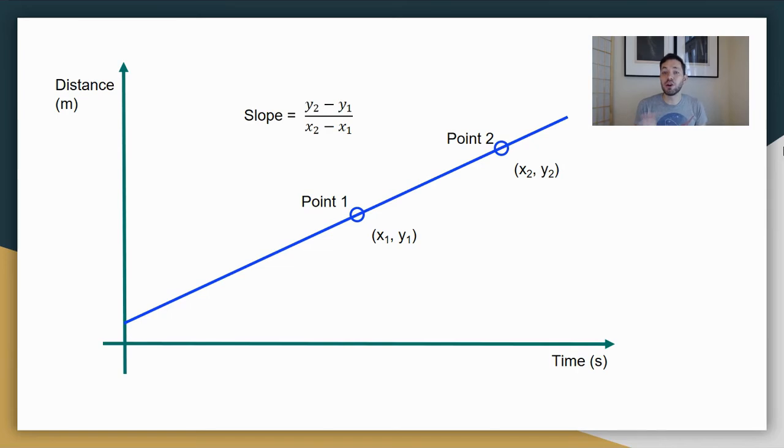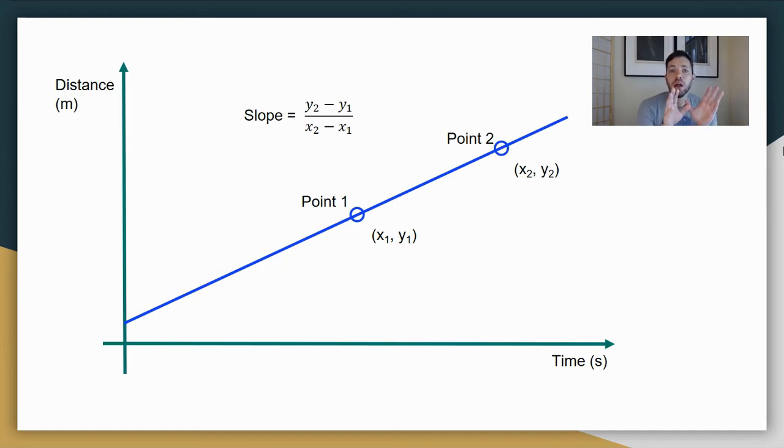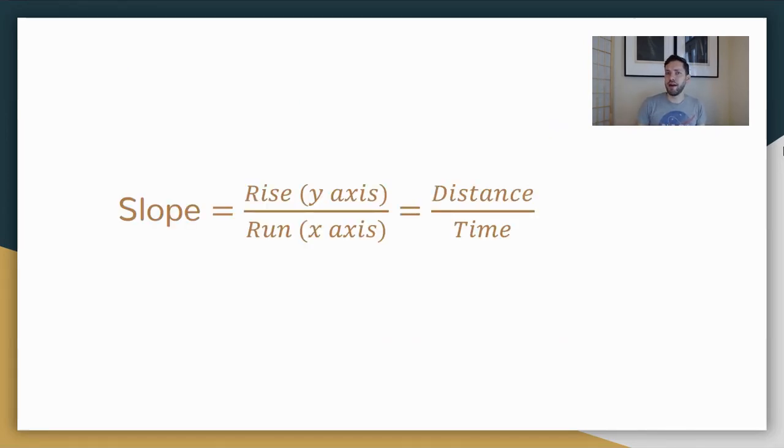So let's say that we did all of that. We figured out the coordinates of those points, we plugged them into the formula, and we got a number for the slope. Okay, the slope is 3, or the slope is 1.2, or whatever. So what? Who cares? Here's what's important about this. Slope is rise over run, which is the y-axis over the x-axis. But look at what we're measuring here. The y-axis is distance. The x-axis is time. So for this motion graph, what this is saying is that it's telling us distance divided by time.